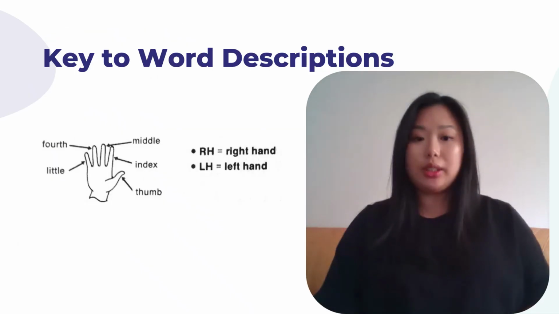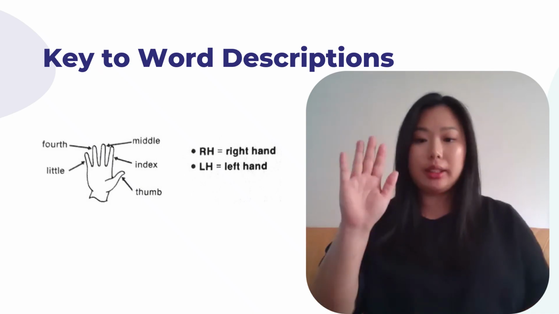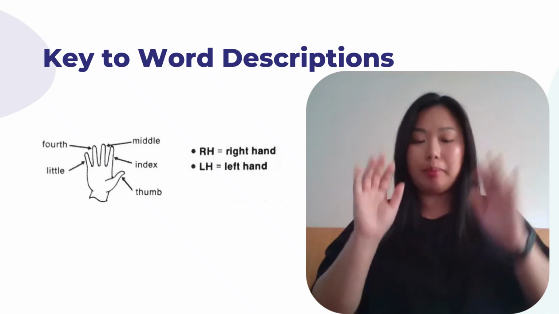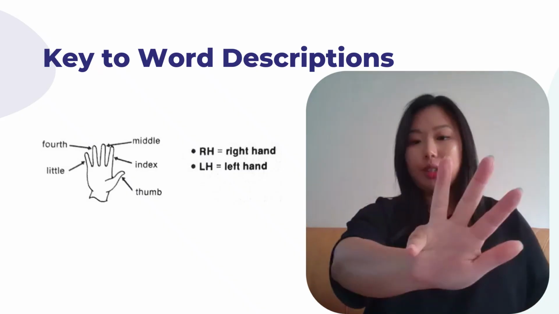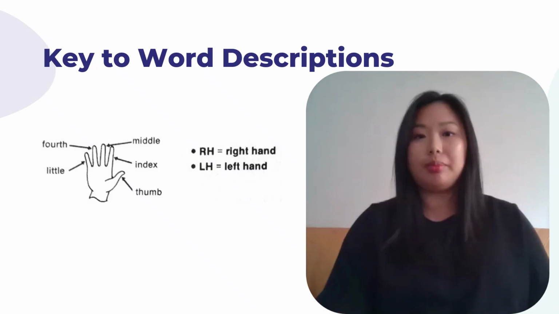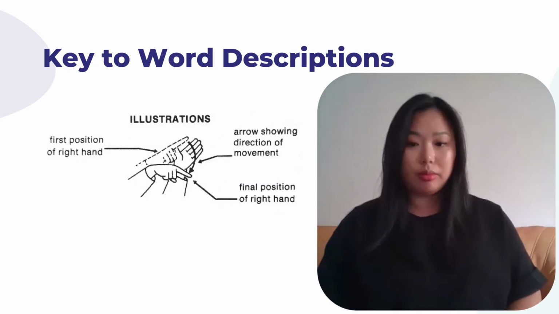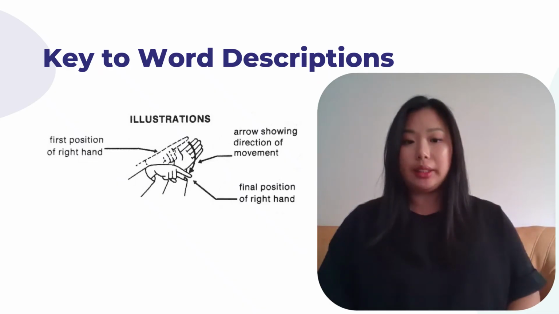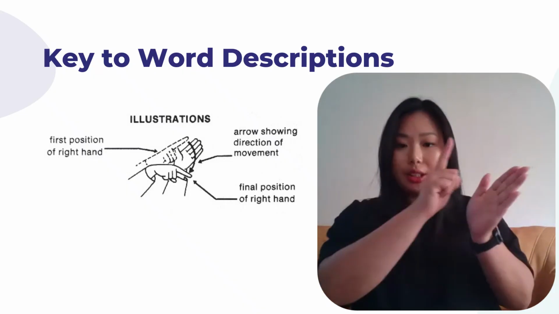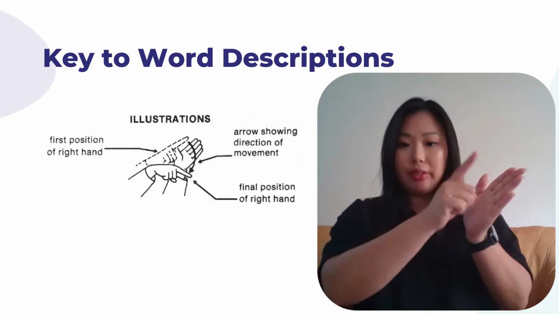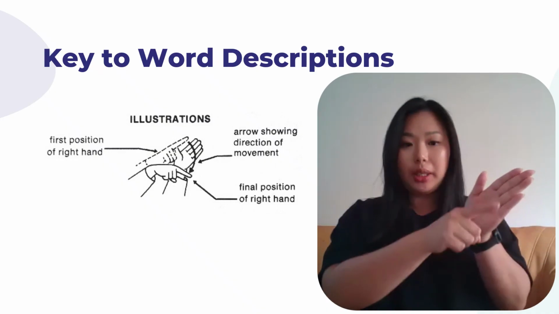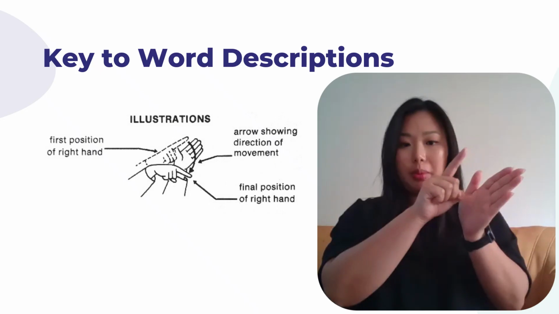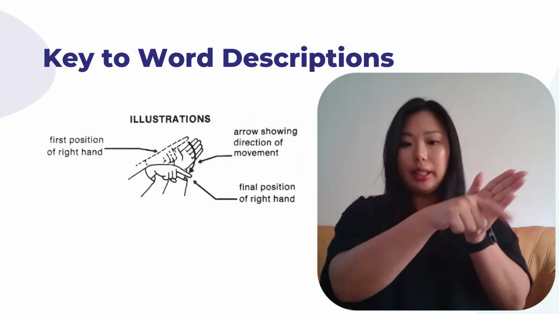In the sign word descriptions, RH is for your right hand and LH is for your left hand. You have your thumb, your index finger, your middle finger, your fourth finger, and your little finger. In the diagrams of the signs, the dotted line is where your hand starts, the arrow shows the movement of the hand, and the solid line is where the hand ends up. So for example here, I have one hand up, the dotted line has the hand up, the arrow points down, and it ends down here.